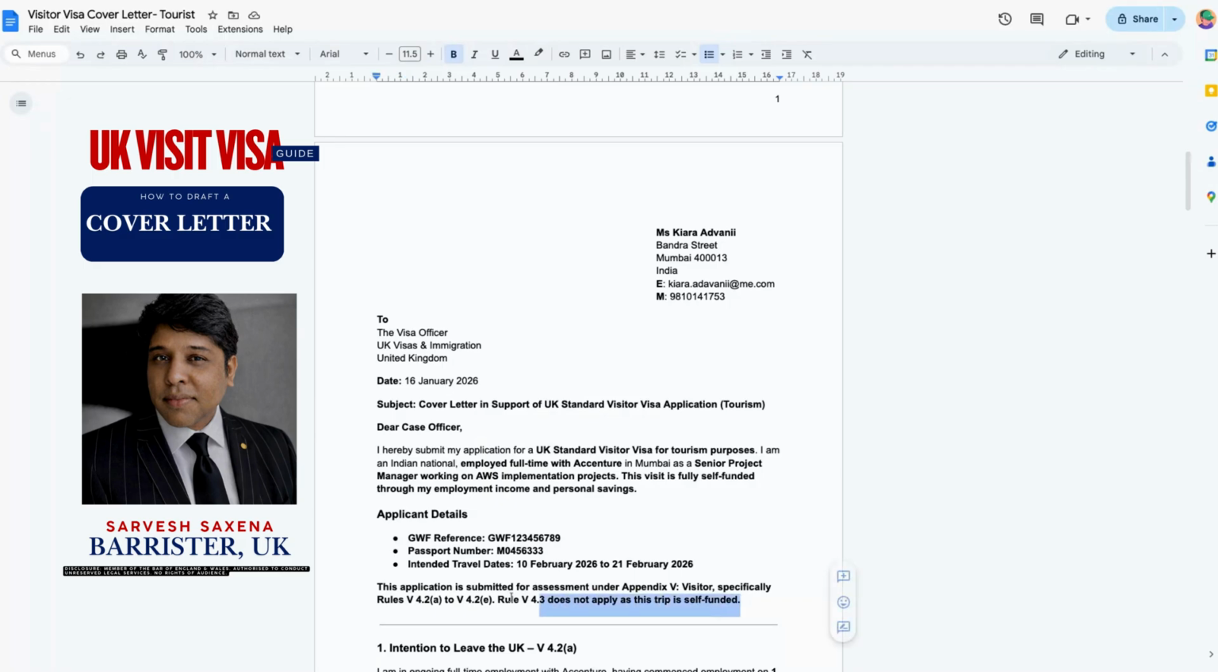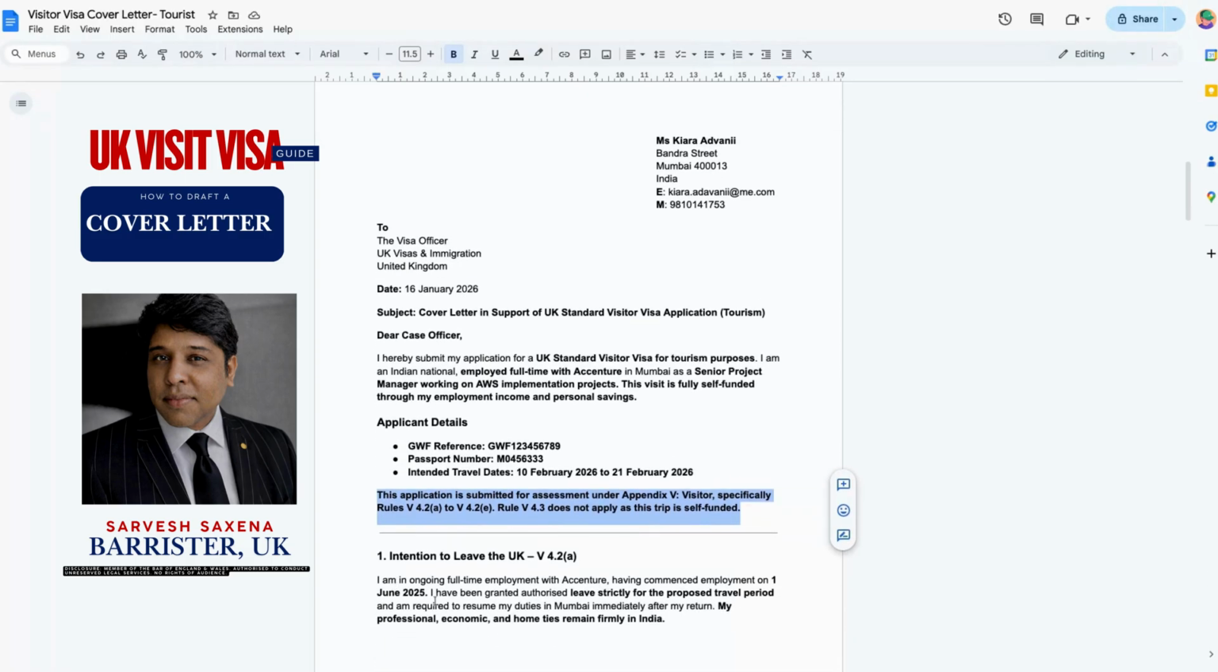Okay. Now, under the visitor visa rules, like I said, there are five rules, V 4.2A to E. I'm going to tell them how we meet each and every ground and what evidence we are supporting it with. Okay, so let's look at intention to leave the UK. The first rule says that you must be a genuine visitor and you must return back from the UK after the end of the trip.